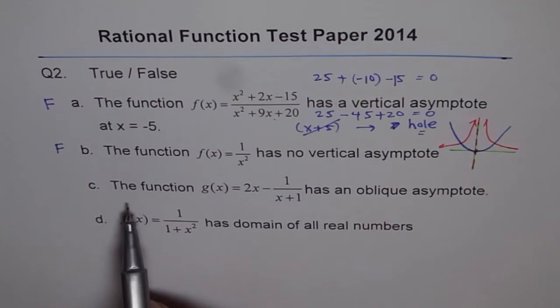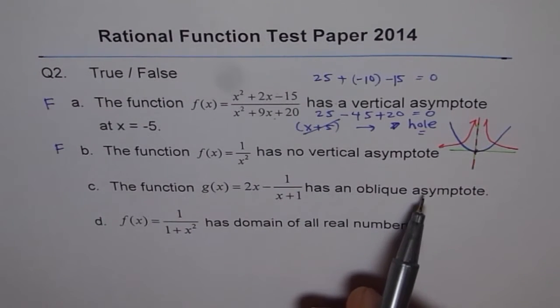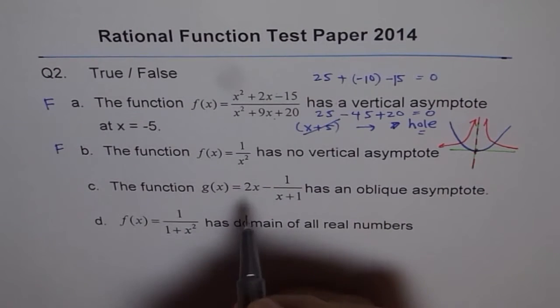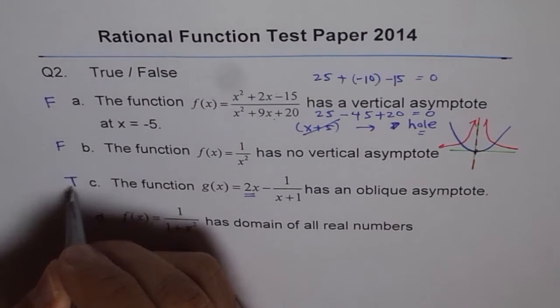How about C? The function g of x is 2x minus something, has an oblique asymptote. Yes, it does. This 2x is the equation of your oblique asymptote, and so this is true, correct?